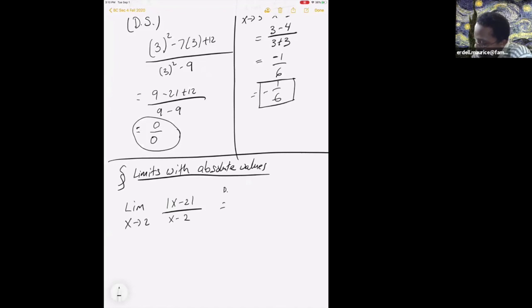By direct substitution, can you see that I'm going to get 0 divided by 0? Plugging 2 in the top is 0, plugging 2 in the denominator is 0. So then the whole thing is 0 over 0. So this is indeterminate.